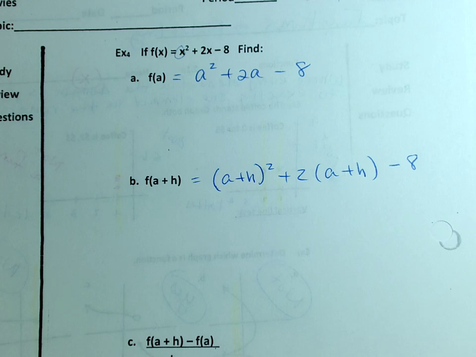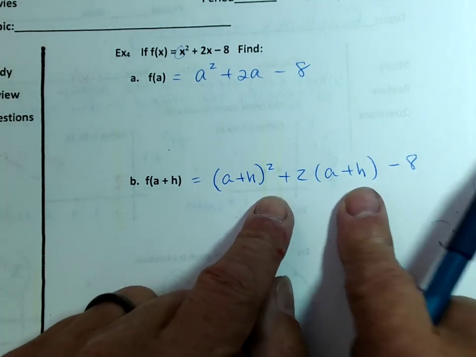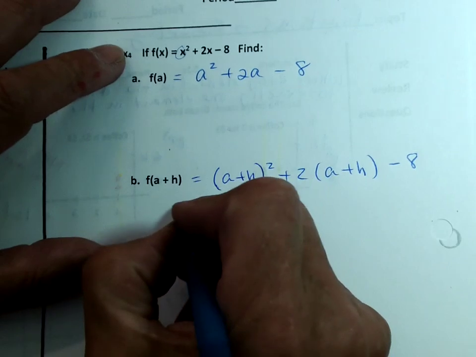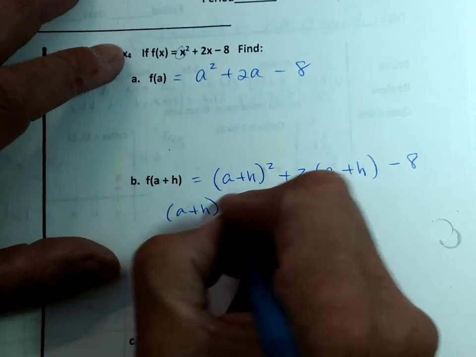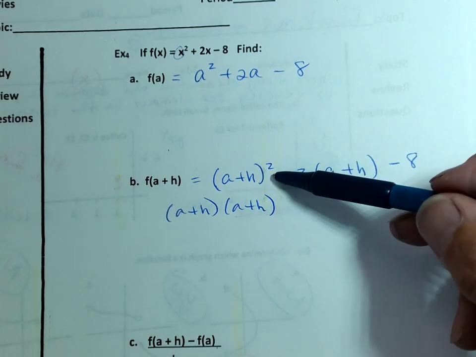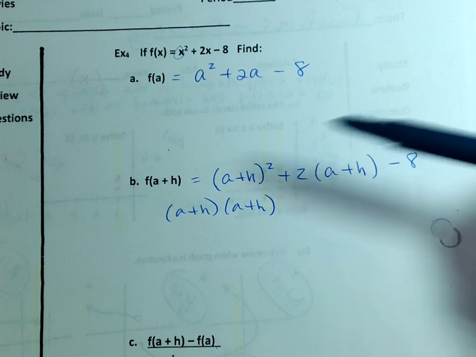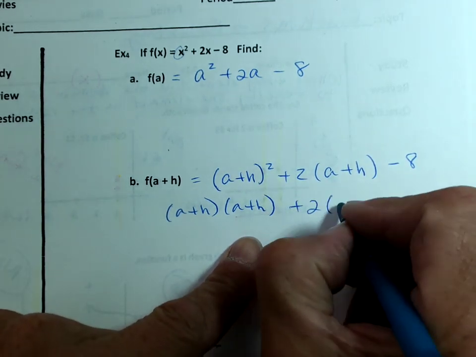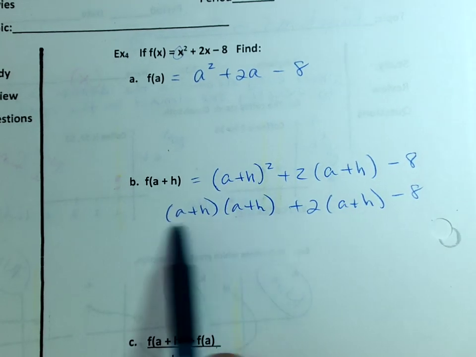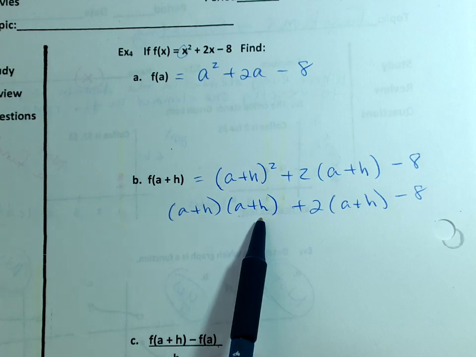Now we're going to simplify this a little bit, because we're going to FOIL. Or distribute. So this is correct. This is not wrong. I'm just going to expand it because it's going to help me with my next question. So a plus h squared really is the same thing as a plus h times a plus h, right? Something squared means it's multiplied by itself, correct? Plus 2 times a plus h minus 8. The only step I did is I wrote this twice, because something squared means times itself.